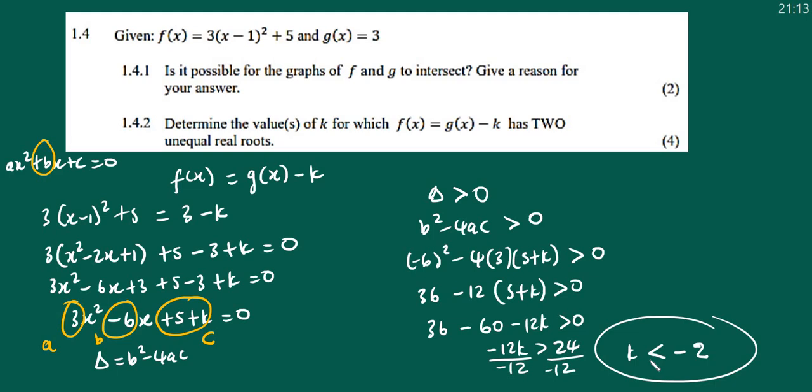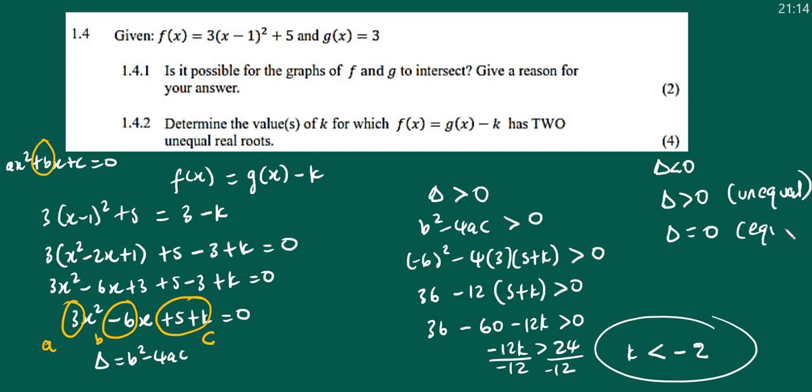So for nature of roots, all the time when they're asking about real, non-real, equal, unequal, you have to find the discriminant. Then you check what type of roots are needed in the question. Then you're going to use the correct inequality. If they need non-real, discriminant should be less than 0. Real, discriminant should be greater than 0. Equal roots, it should be equal to 0. But this is also unequal. They are real and unequal.